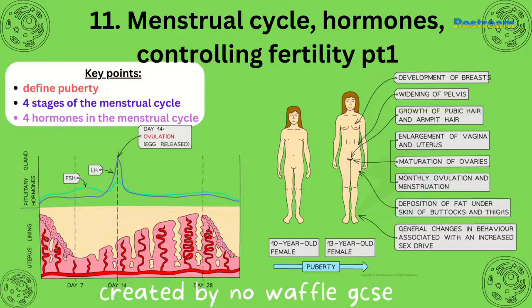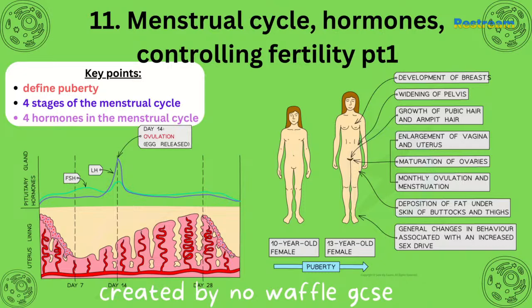Okay, now the final bullet point for this page, 4 hormones in the menstrual cycle. What are they? The first one is FSH, follicle stimulating hormone. As the name may suggest, this stimulates egg maturation, allowing eggs to mature.